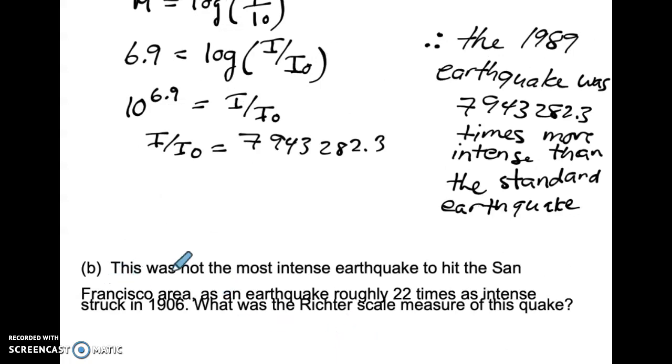So for part B, it tells us that this was not the most intense earthquake to strike the San Francisco area. There was an earthquake roughly 22 times as intense that struck in 1906. What was the Richter scale measure of this quake? So we're comparing two different earthquakes here. So we're going to use the second formula that has two different Richter numbers in it that we use for comparing earthquakes.